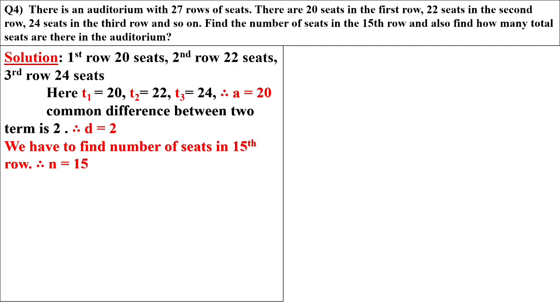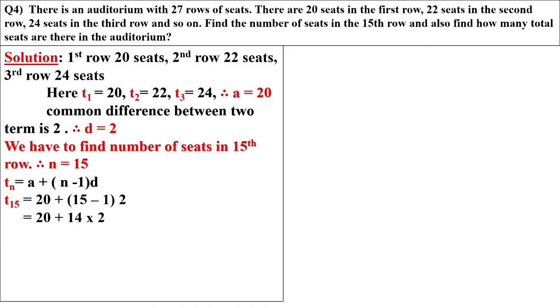Here we have to find the number of seats in the 15th row. So our n is what? 15th. So Tn equals a plus (n minus 1) d. After using the formula, substitute the values of n, a and d. So n value is 15, a value is 20 and d value is 2.